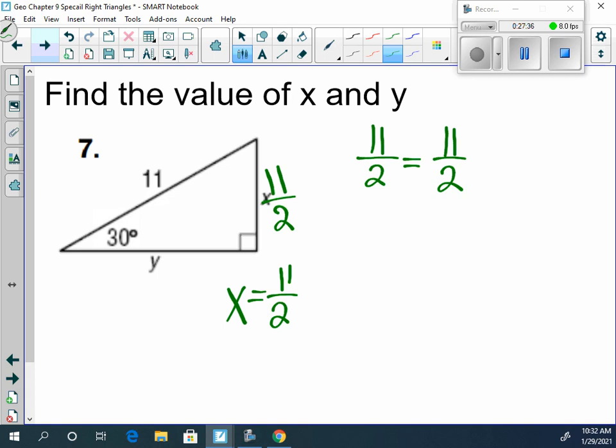Mainly because we don't want to put decimals and radicals next to each other. They don't get along. Like for the Hatfield clan and McCoys. The Hatfields and McCoys. Okay.